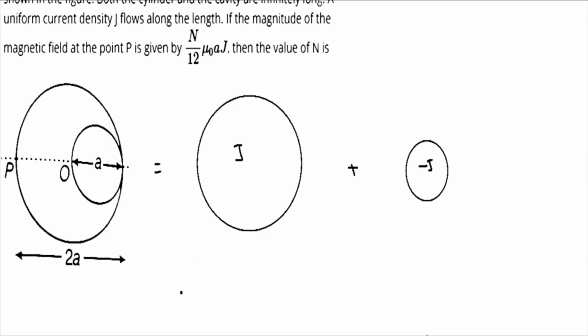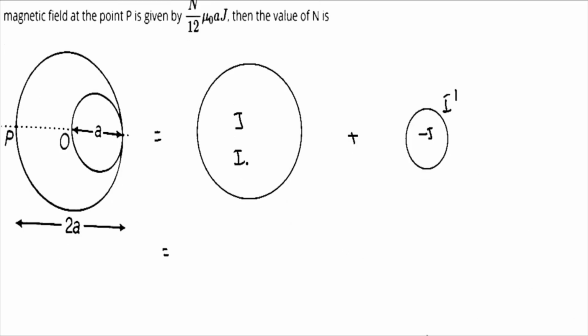So corresponding to this, let's say the current here is I and the current here is I dash. Okay. So due to a long wire, what is the value of the magnetic field at any point? We need to find the magnetic field at this point P. Its value would be equal to mu naught I divided by 2 pi. What is the distance from the center to here? It is equal to A. Then here the current density is negative, so the magnetic field would be subtracted. So minus mu naught I dash divided by 2 pi.